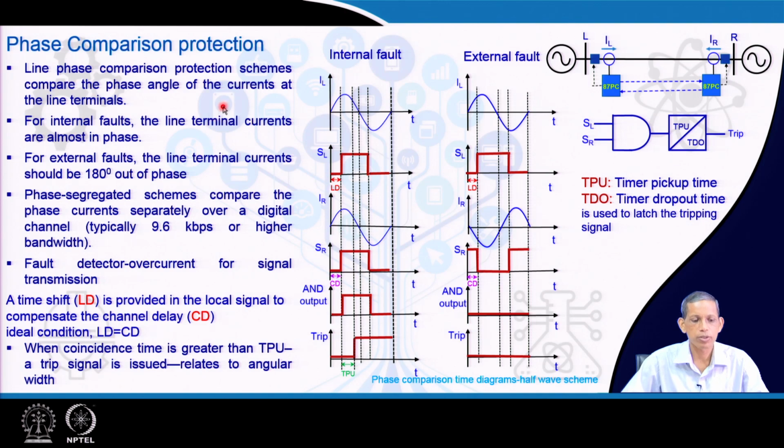So, from this we see the phase comparison principle: the phase information of the current signal is taken into the rectangular wave, the positive half, and then by making an AND operation we know the corresponding coincidence time. That coincidence time is indicative of the phase angle of the two side signals, and that is the name of the phase comparison protection.